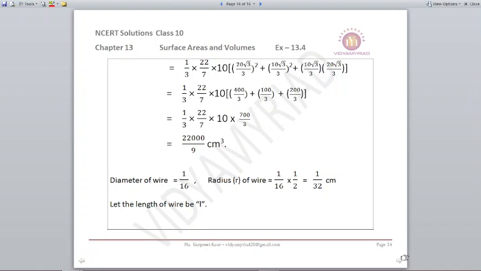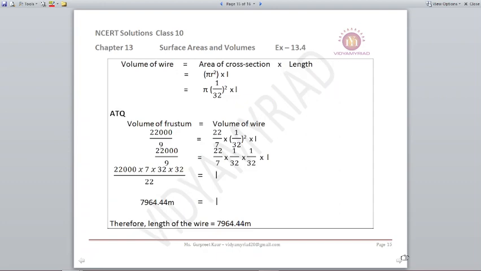So we can assume the length of the wire to be L. That is what is required to be found out. So what will be the volume of the wire? Volume of the wire will be the area of the cross section into the length. What is the area of the cross section? The formula is pi r square into L. L we have assumed as the length of the wire. So pi into radius, 1 upon 32, square, into L. This will be the same as the volume of the frustum, because that wire is used to make that thing.